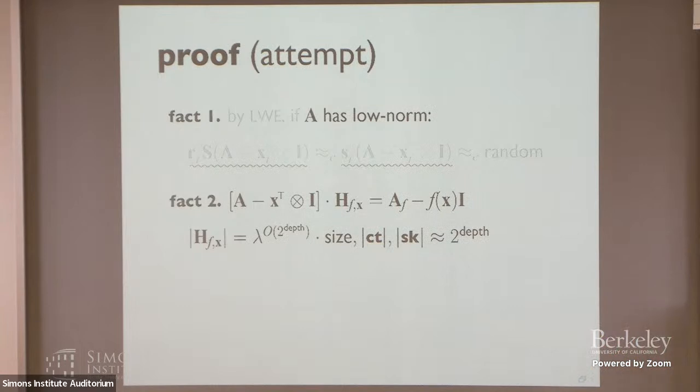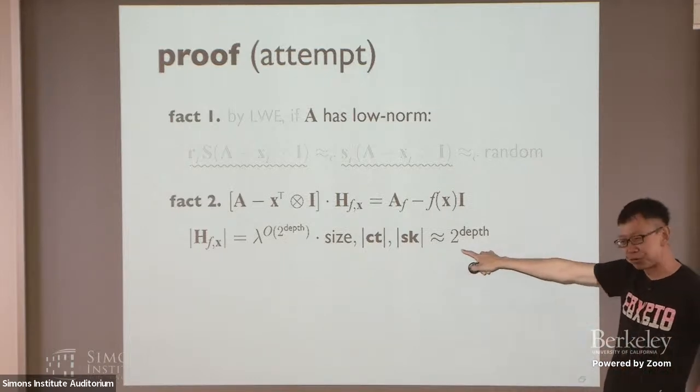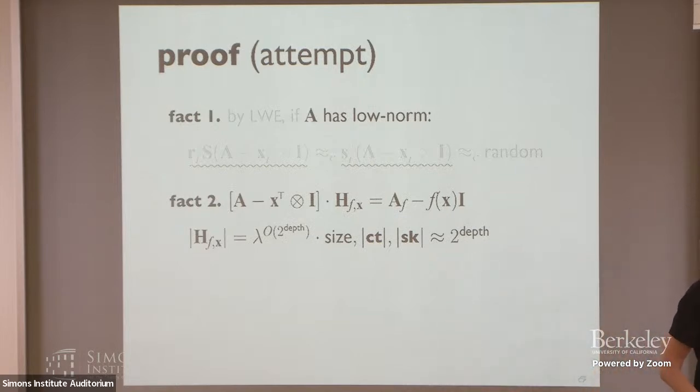Every time you multiply, with every multiplication gate, your norm doubles. Your norm squares, so you get exponential circuit depth. So if you naively plug into the previous construction, you will get ciphertext and secret key size that's exponential in depth instead of polynomial in depth.